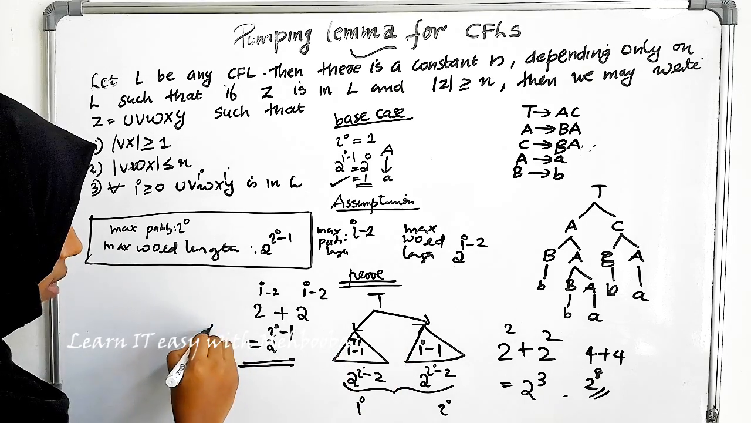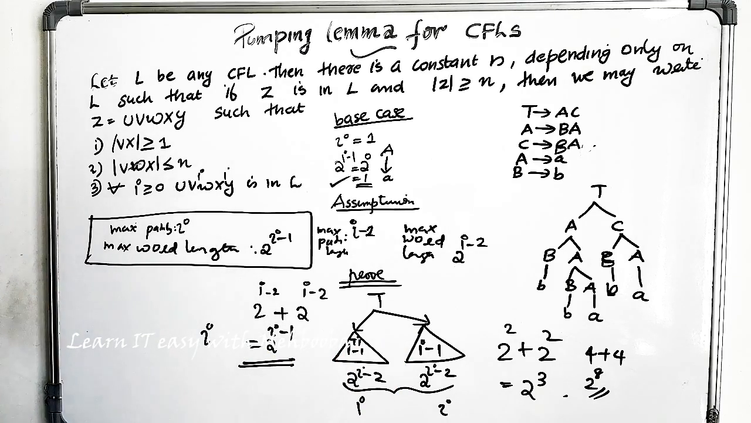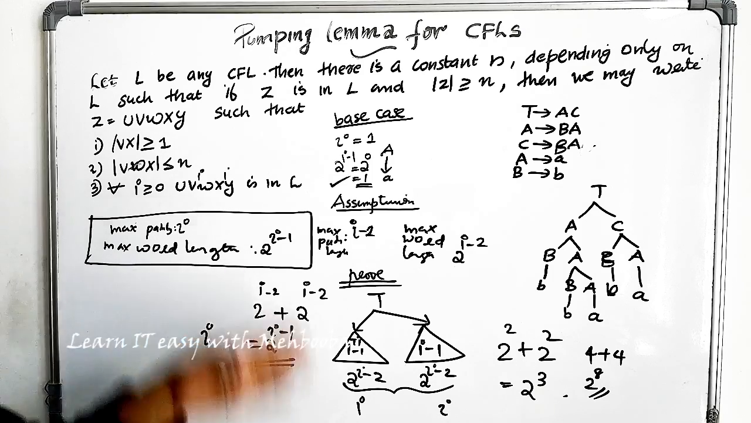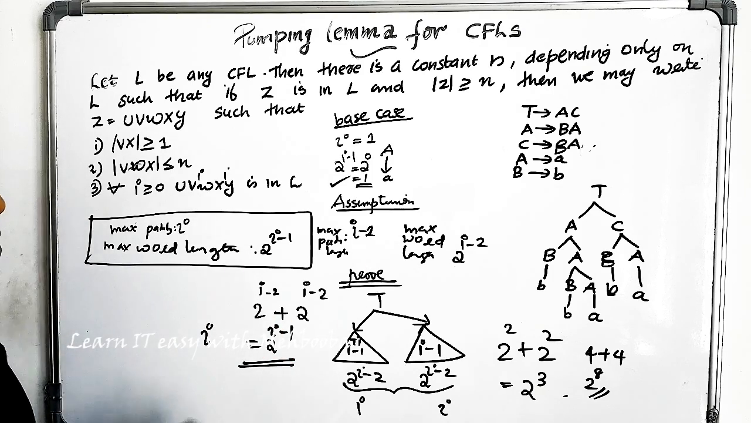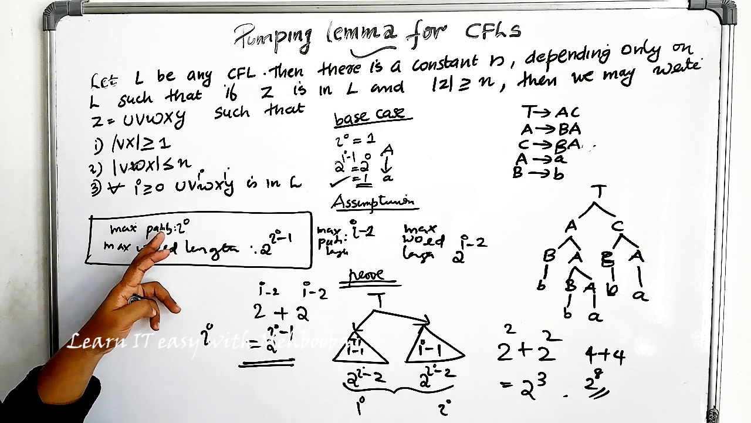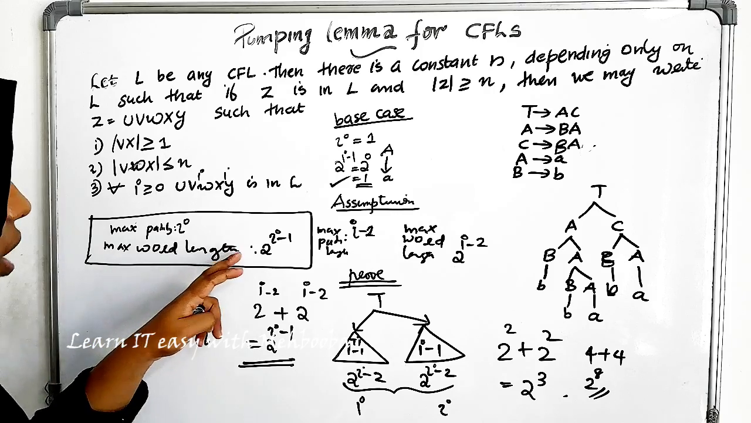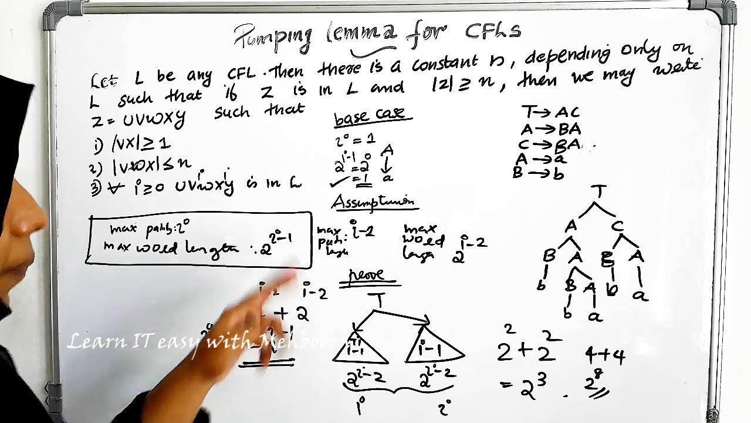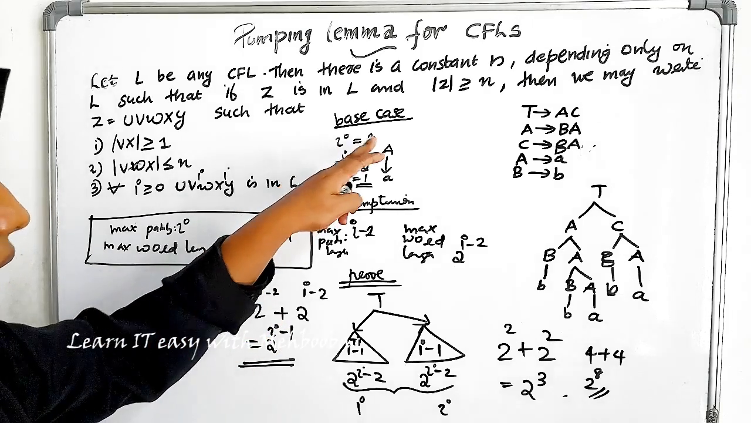So when the path length is i, we obtain that the total word length will be 2 raised to i minus 1 with the help of mathematical induction. Okay, so I will repeat this. In the base case, what we wanted to prove is that if the maximum path length is i, the maximum word length will be 2 raised to i minus 1. So in the base case, we took i as 1.